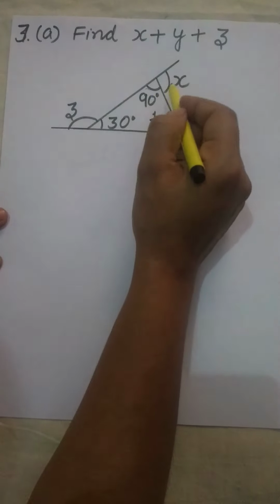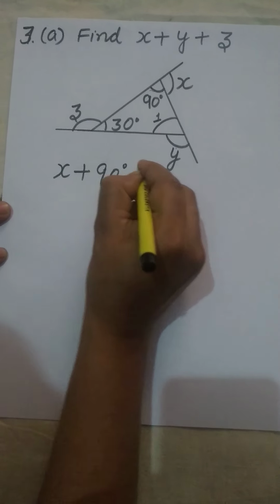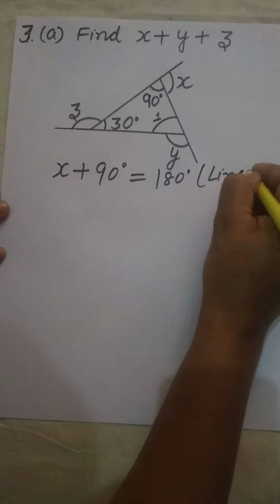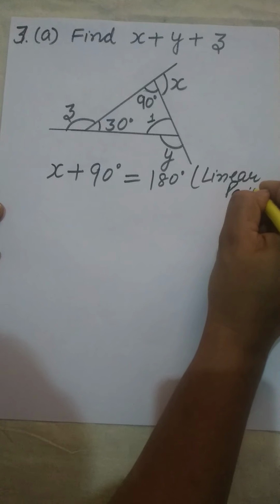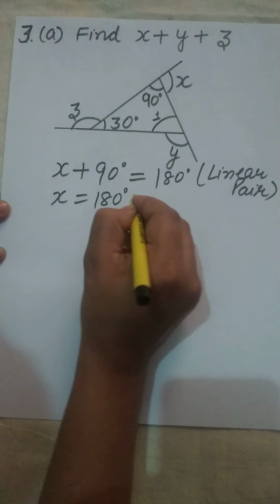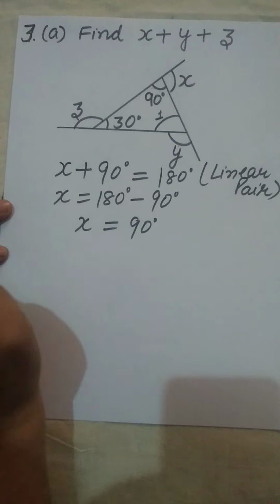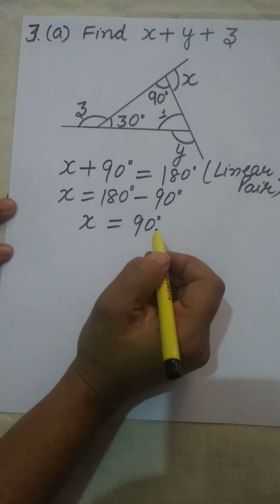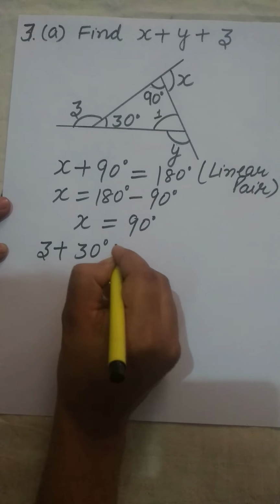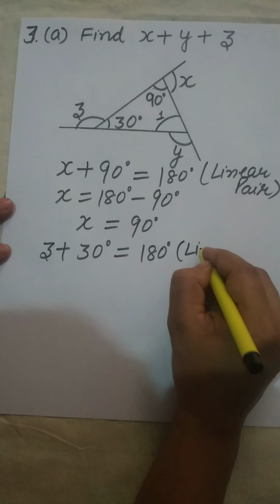So firstly let us calculate the value of x as x plus 90 degree is equal to 180 degree. That is linear pair. So x is equal to 180 degree minus 90 degree and the value of x is 90 degree. Similarly for z, it can be written as z plus 30 degree is equal to 180 degree. Again these two angles are forming a linear pair.